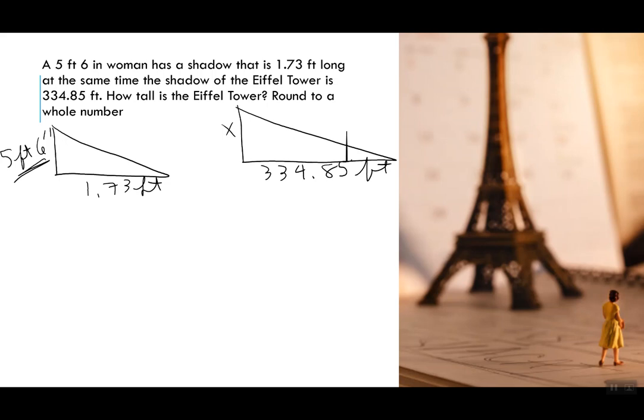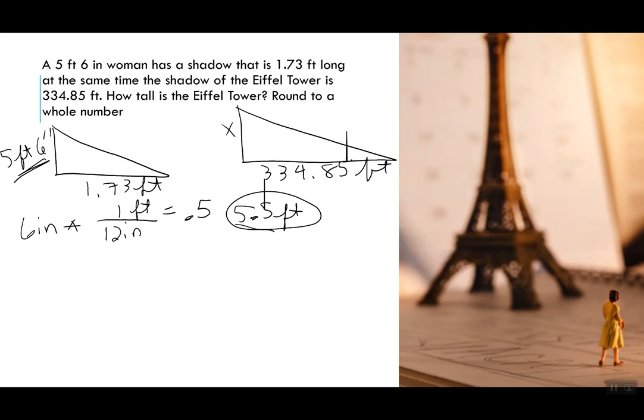The first thing we have to deal with is the height of the woman. So it says 5'6". Well, think back, we've done conversions, that there are 12 inches in 1 foot. So 6/12 is 0.5. So this woman's height is 5.5 feet. So that's the first thing we need to do, is just take care of having everything in the same unit. Now I can compare height to height. So I can say, well, the 5.5 foot woman compares to the height X the same way that 1.73 compares to the shadow of 334.85.